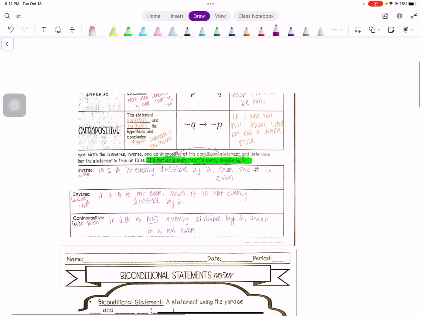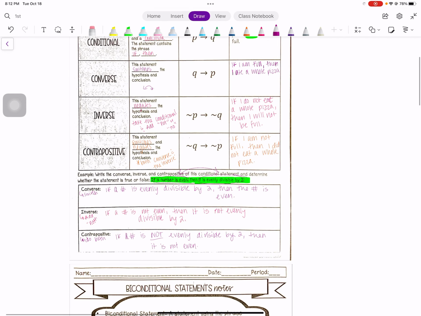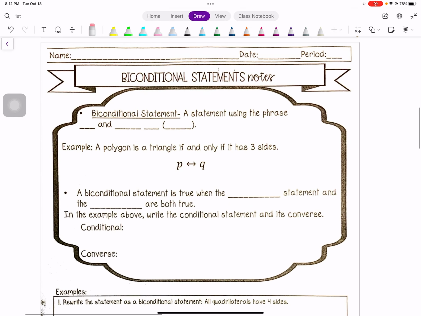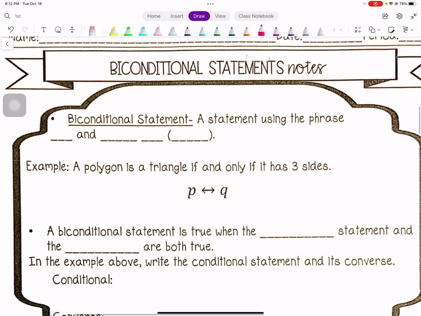Okay, so that is conditional statements. And if you look at the front of the assignment, you should be able to do all of these ones here, the conditional statements. Okay, the back is biconditional, so the other side of the notes is where you'll see biconditional statements. Okay, so a biconditional statement is a statement using the phrase if and only if. And sometimes you'll see it written like this. It just means if and only if.